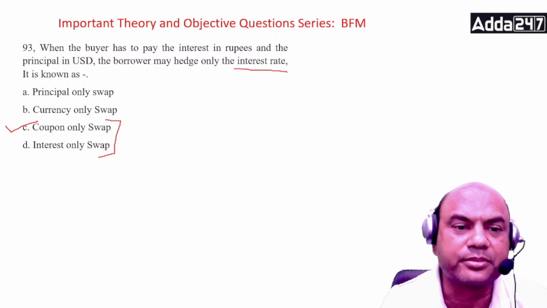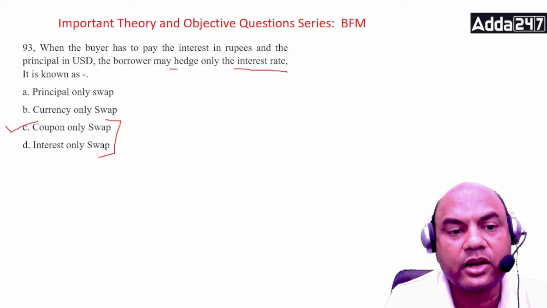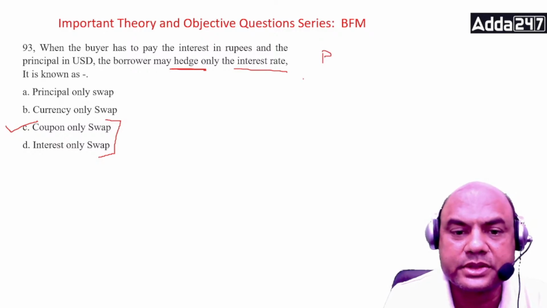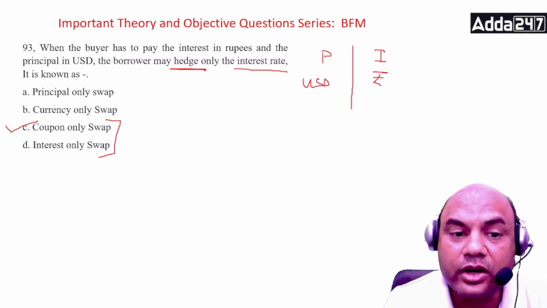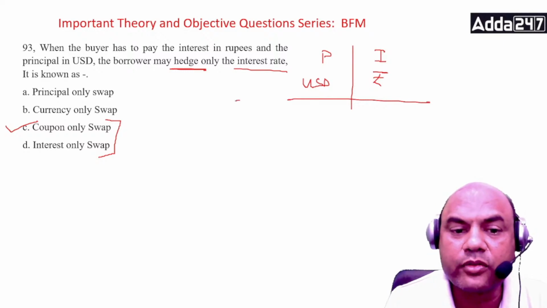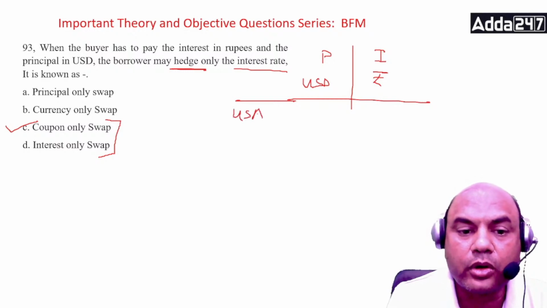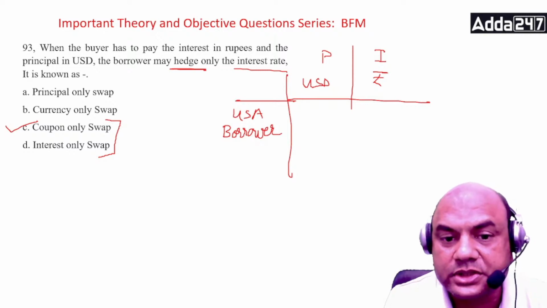See here, the logic is very simple. What will I hedge? Hedge means reducing the risk. Where will my risk be reduced? I am getting principal in USD and interest in rupees. Now imagine, here we are talking about the borrower or the buyer, both are the same. The borrower or buyer is from another country, let's say USA. Understand the logic of the question.